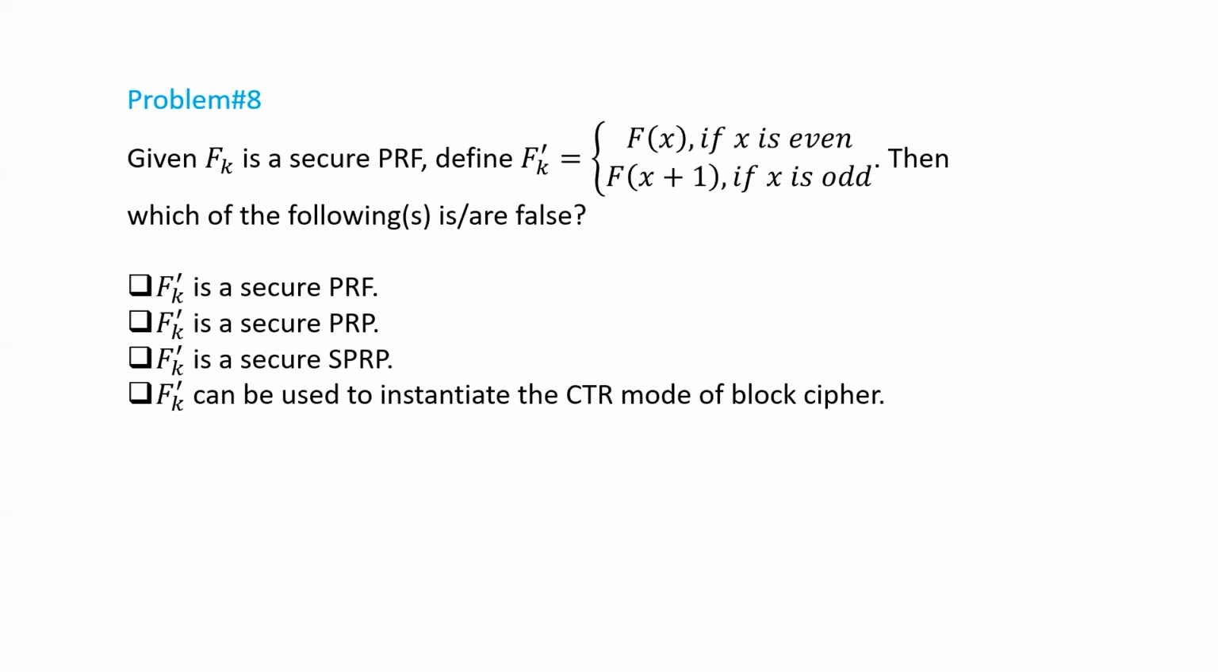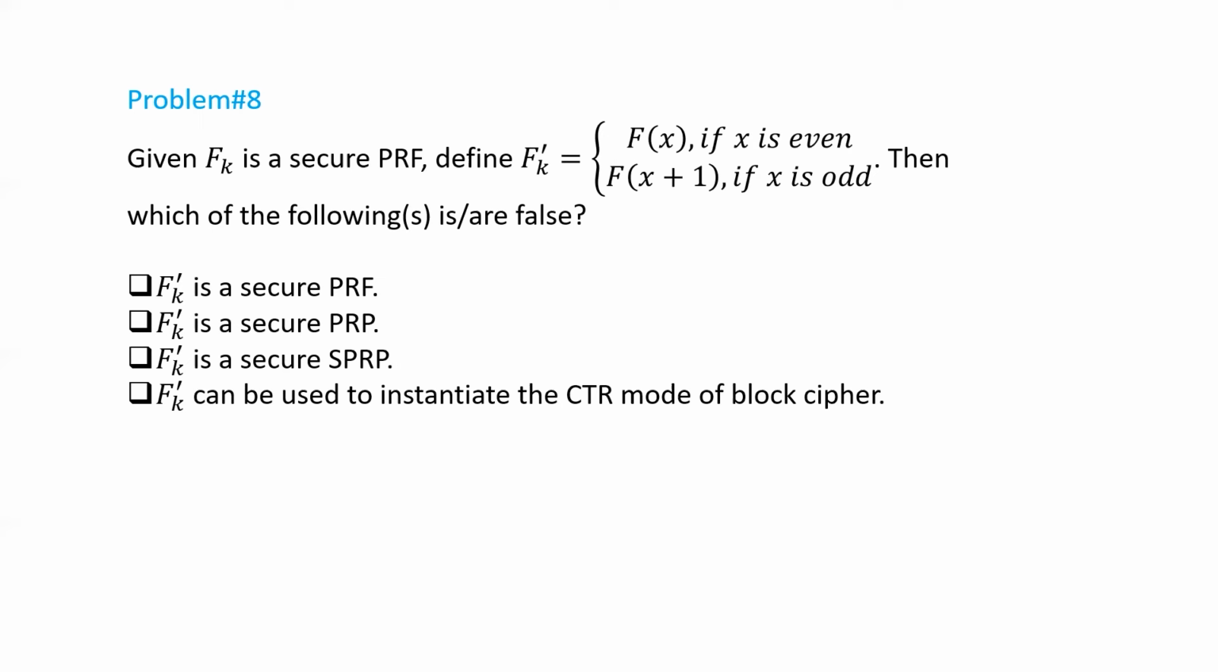Proceeding to the next problem. Given Fk is a secure PRF, you construct some Fk' such that Fk'(x) is equal to Fk(x) if x is even, and if x is odd, you output Fk(x plus 1). Then the question is, which of the following is or are false? If Fk' is a secure PRF, if Fk' is a secure PRP, if Fk' is a secure strong PRP, and if Fk' can be used to instantiate the CTR mode of a block cipher.